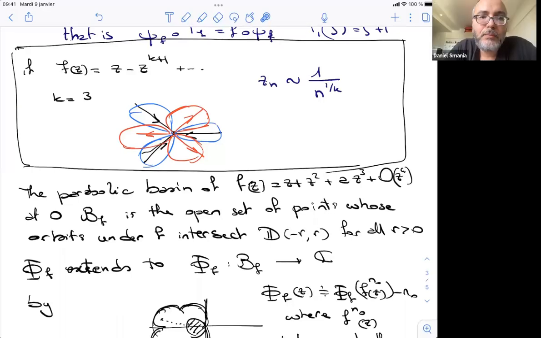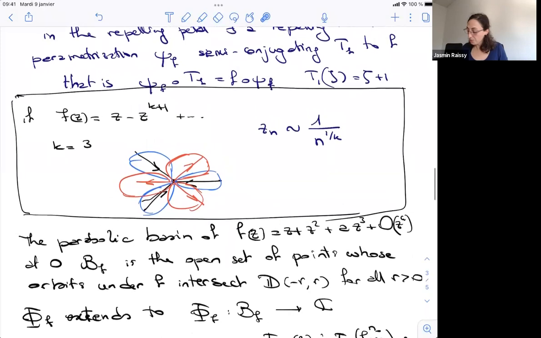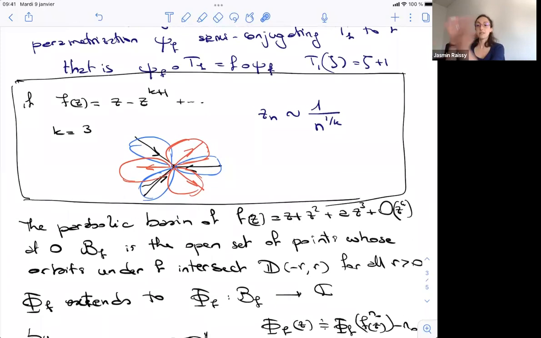I see. What Lavaurs does is essentially the other way around. Instead of considering the horn map, he considers the other map, which is the inverse of the horn map, if I'm not mistaken. Thank you. You're welcome. All right.